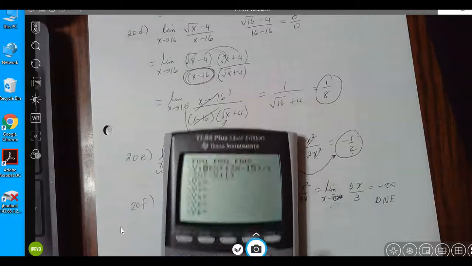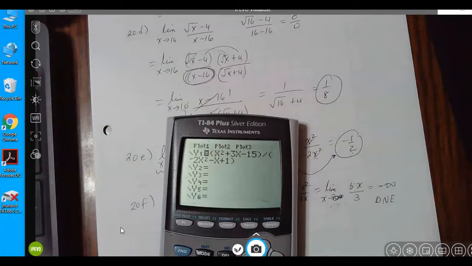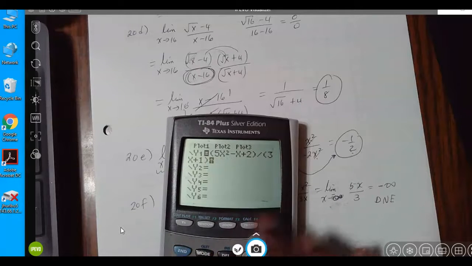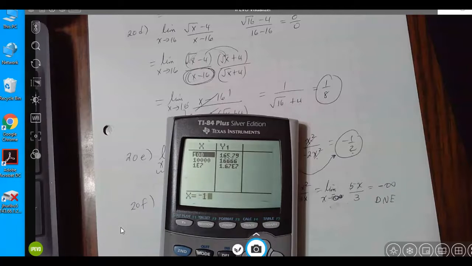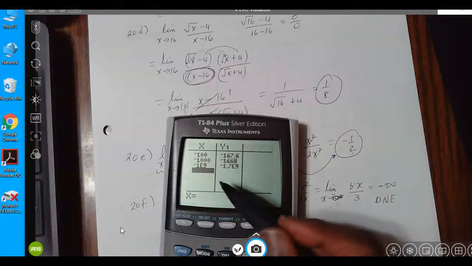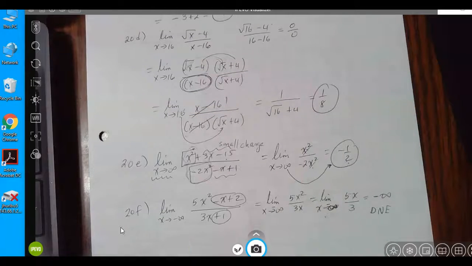Once again, let's try this on the calculator. So you have 5x squared minus x plus 2, again, close the parentheses, divided by parentheses again, 3x plus 1, delete all the other stuff, go to the table, and negative infinity. So let's try negative 100, negative 1000, and so on. Notice how the values in the y column get larger and larger and larger. So you can see it's negative 1.7 times 10 to the 9. It's approaching negative infinity. All right, one last one, limit involving infinity.